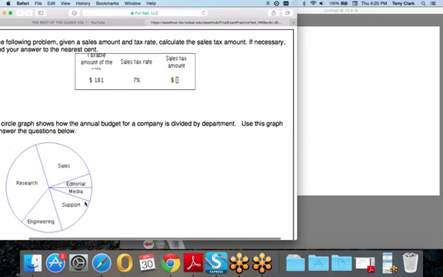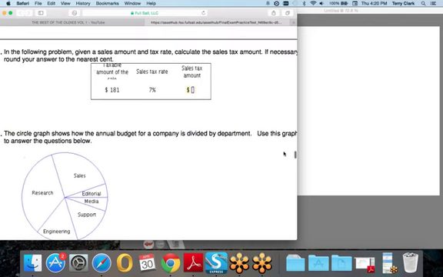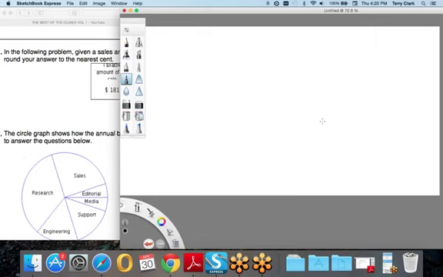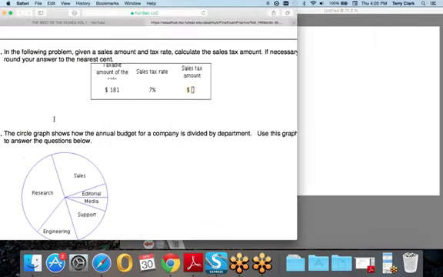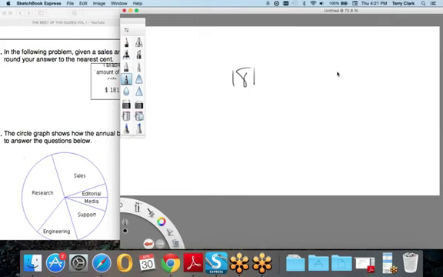Okay, 31. In the following problem, given a sales amount and a tax rate, calculate the sales tax amount. If necessary, round your answer to the nearest cent. So we're going to take 181, and they want to know the sales tax amount. So it's going to be times 0.07. And so that'll be 181. Well, I'm just going to go 181 times 7.